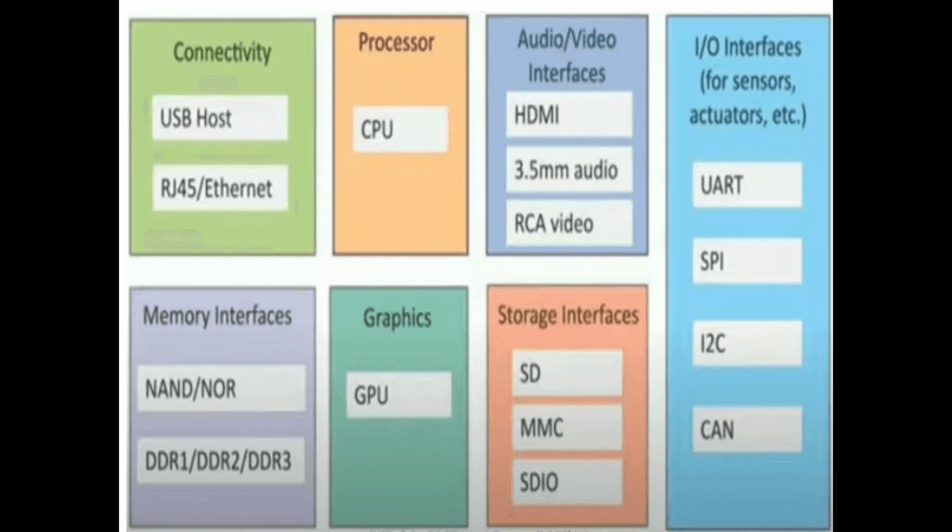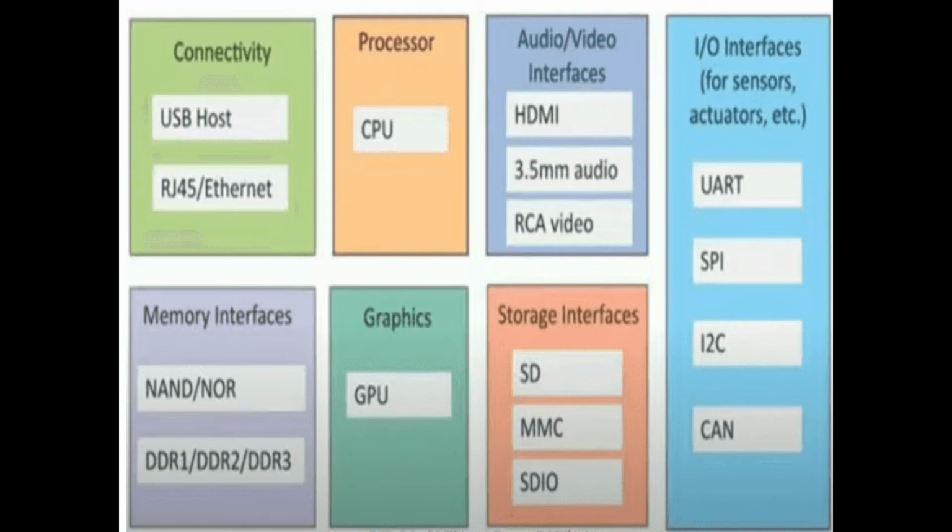And then the next one is storage interfaces. What are the storage interfaces? Things like SD, MMC, SDIO are used to store the data generated from an IoT device. And then IO interfaces, that is, input output interfaces. To give the input and output signals to the sensors and actuators, we use things like UART, SPI, CAN, etc.